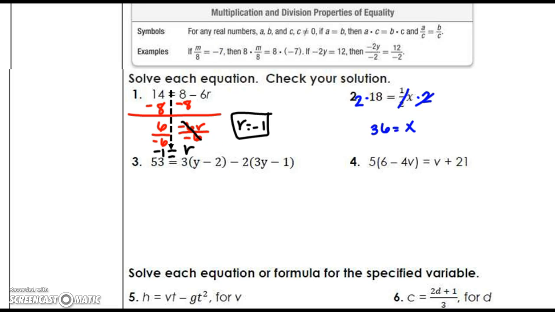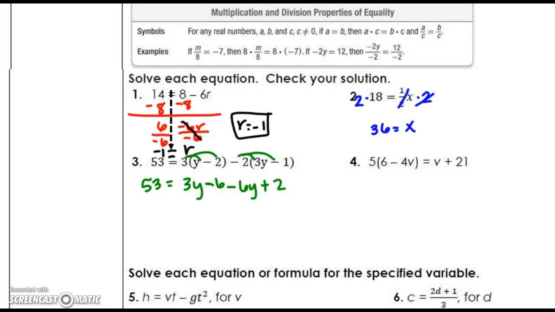All right, let's take a look at number 3, and then I'm going to have you do number 4 on your own. This one has some distributing because we have parentheses here. So that's going to be our first step, is to check for that distributing and complete that. So 53 equals 3y minus 6 minus 6y plus 2. Careful with that negative times a negative, making it a positive.